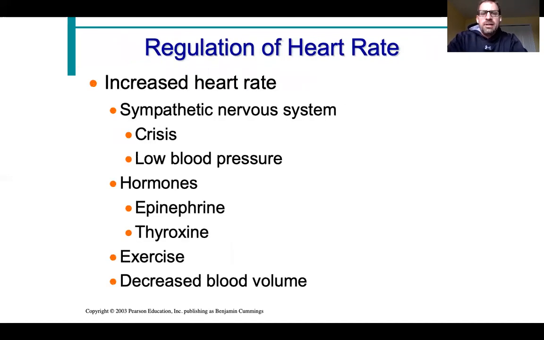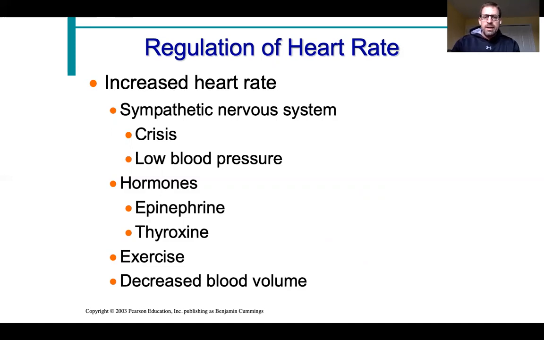Now, you do know that your heart rate goes up and your heart rate goes down. The sinoatrial node, the SA node, is what starts the heartbeat. But what causes the SA node to increase the rate that the heart beats at, or to slow it down? Well, there are several things. Your sympathetic nervous system, in times of crisis, so fight or flight situations, or when your blood pressure is low, will start sending signals to your heart to increase your heart rate.